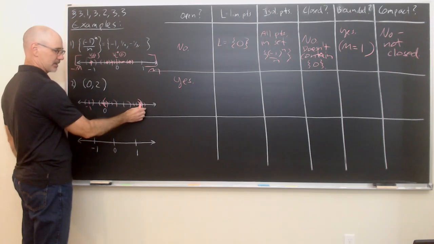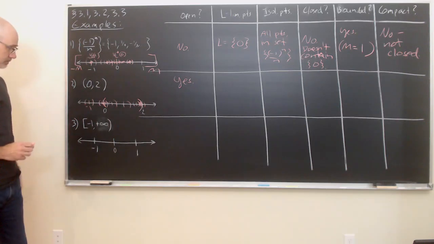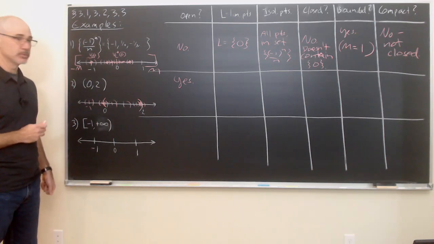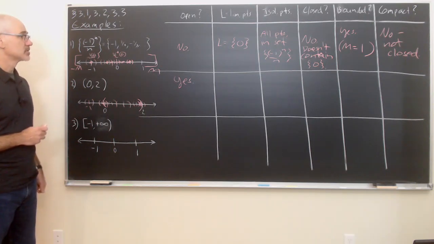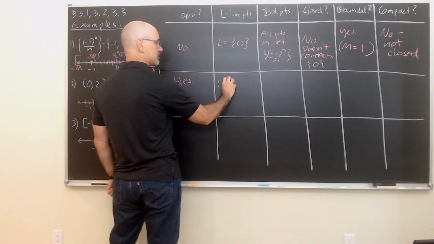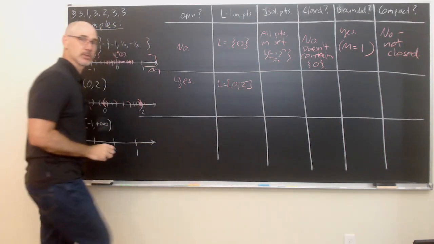And then similarly for 2, I can put an epsilon neighborhood around 2. It's not entirely in the set, but that's okay. What matters is that it has to intersect the set somewhere other than 2. And that's the case for any epsilon neighborhood around 2. All right, so our set of limit points in this case is the original set together with 0 and 2. So that looks like the closed interval 0, 2.